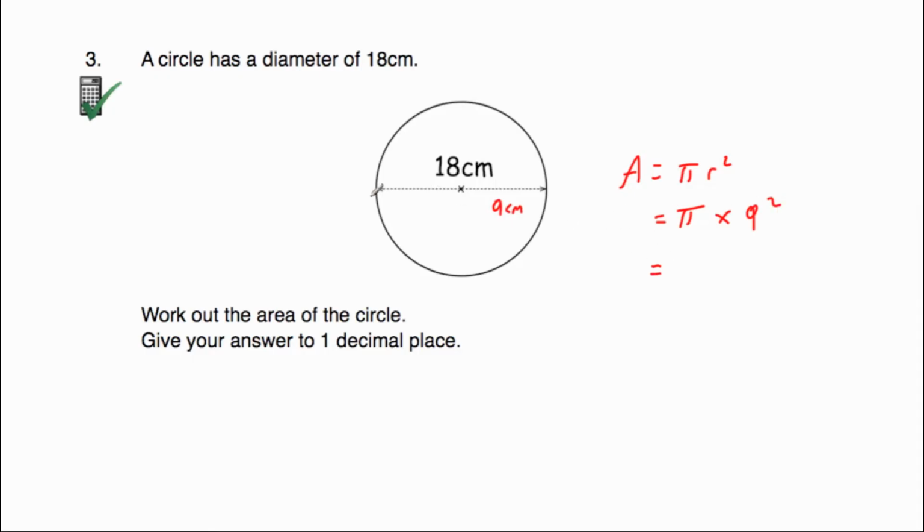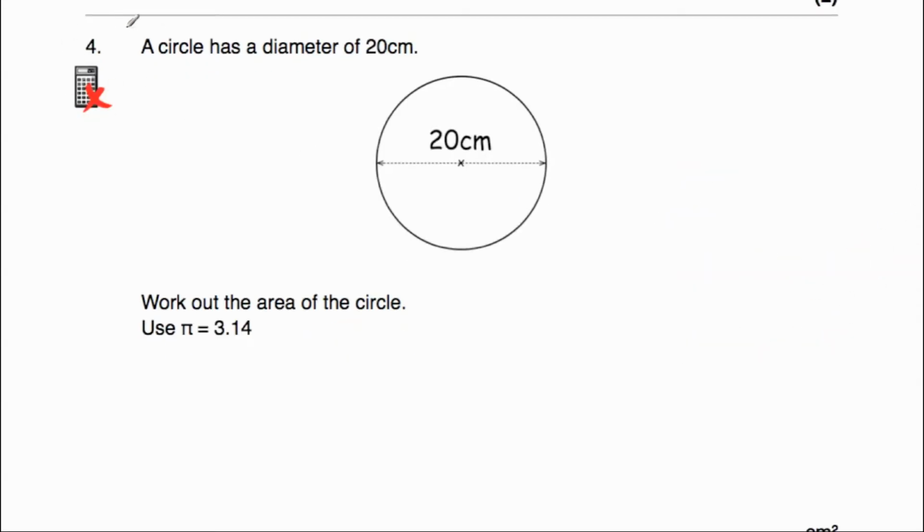Because it's a calculator question, we can type that in our calculator. So shift pi times 9 squared equals, and that gives an answer of 81 pi, or 254.46900049 and so on centimeters squared. Now we've been asked to give our answer to 1 decimal place, so that'll be 254 point. Now we just want 1 number after the decimal point. Now it's 46, that means we're going to round up, so it'll be 254.5 centimeters squared, and that's it.